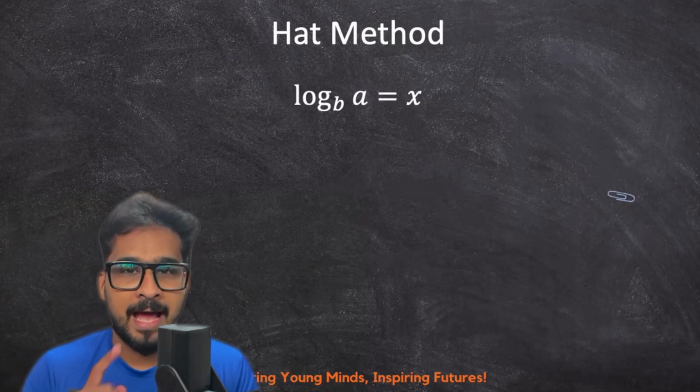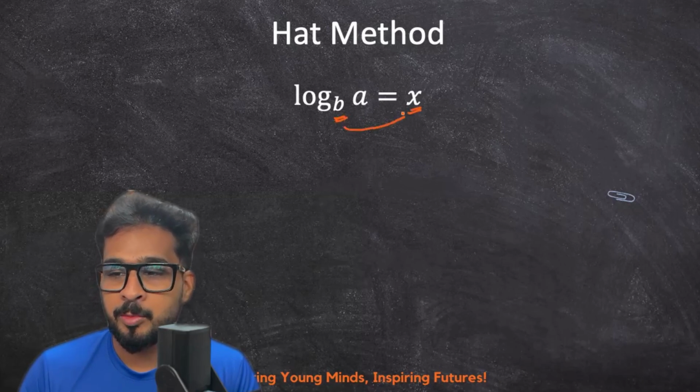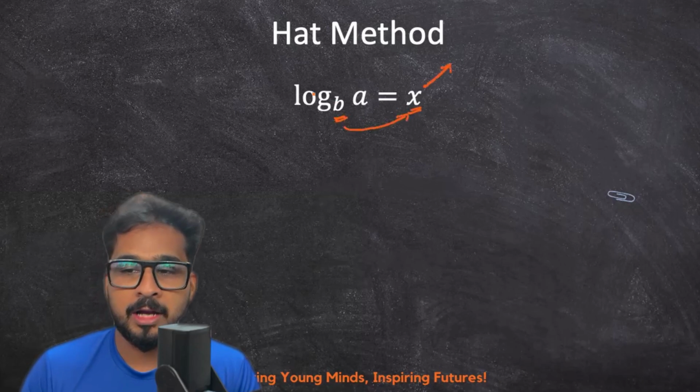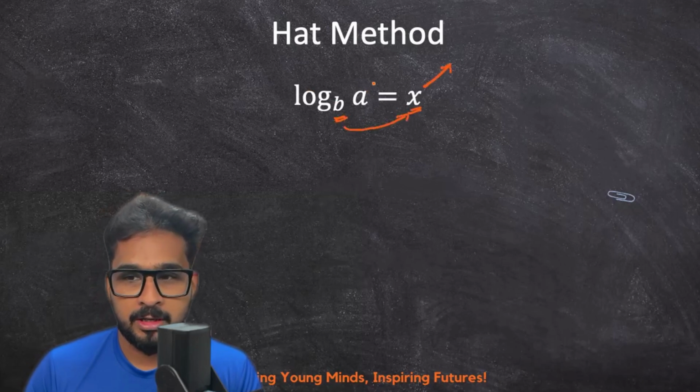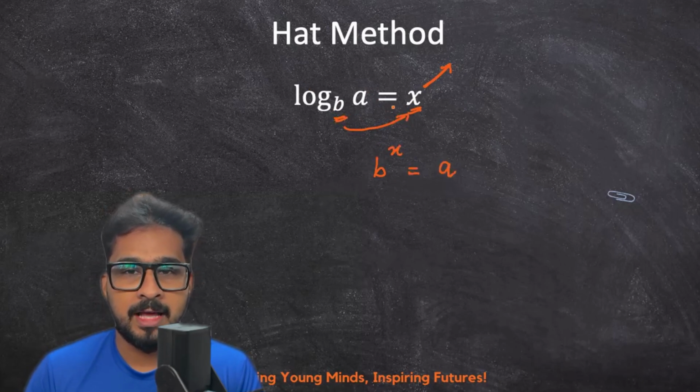That method is called the hat method. Imagine that the base b is a guy and x is the hat. You just put the hat on b and you convert it to the exponent. b is the guy, I am putting the hat on b, that is x, and I am sending the rest to the right side, which will be equal to a. This method is called the hat method.